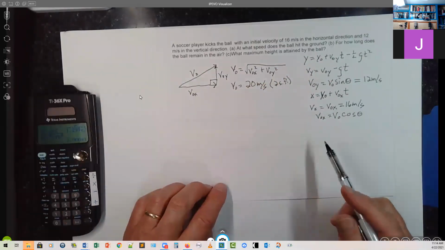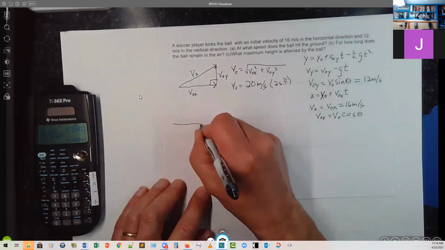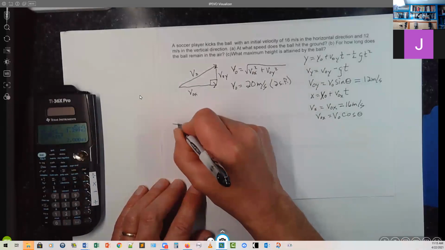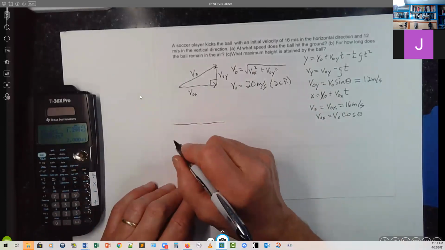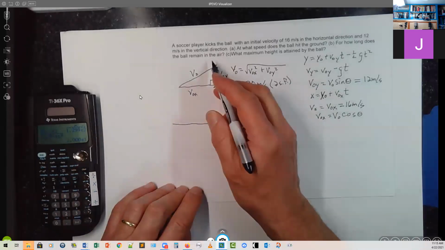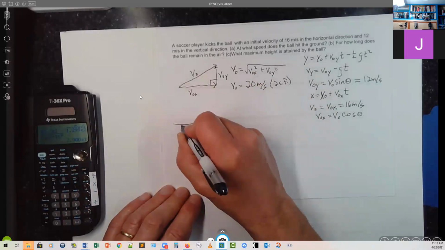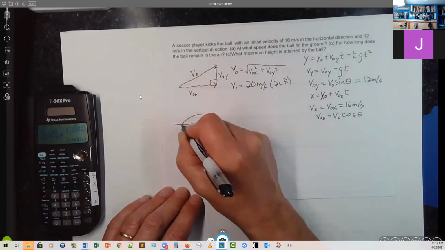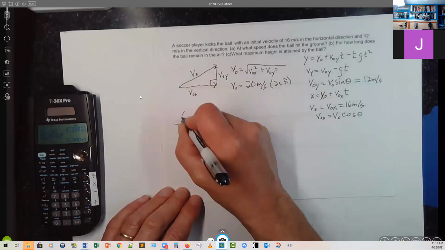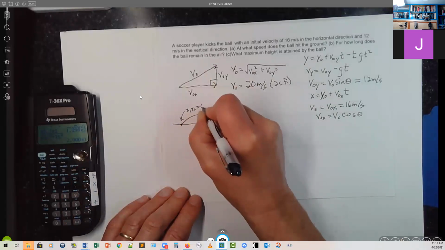So how am I supposed to solve this thing? Well, I'm going to make myself a little sketch here. I'm going to make an assumption. They didn't tell me for sure, but I'm guessing that the soccer player kicked the ball off the ground level. And so I'm going to let x naught and y naught equal 0 there.